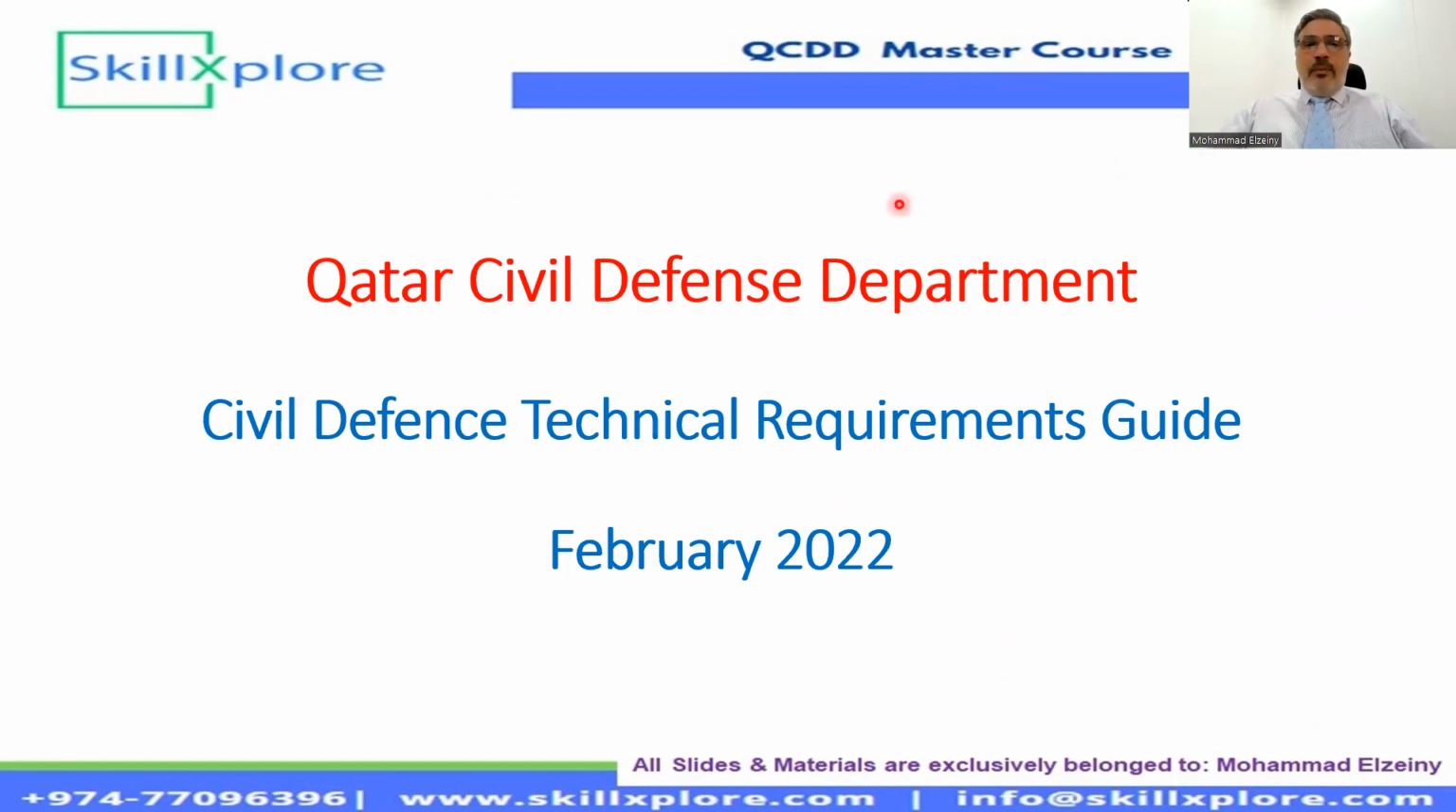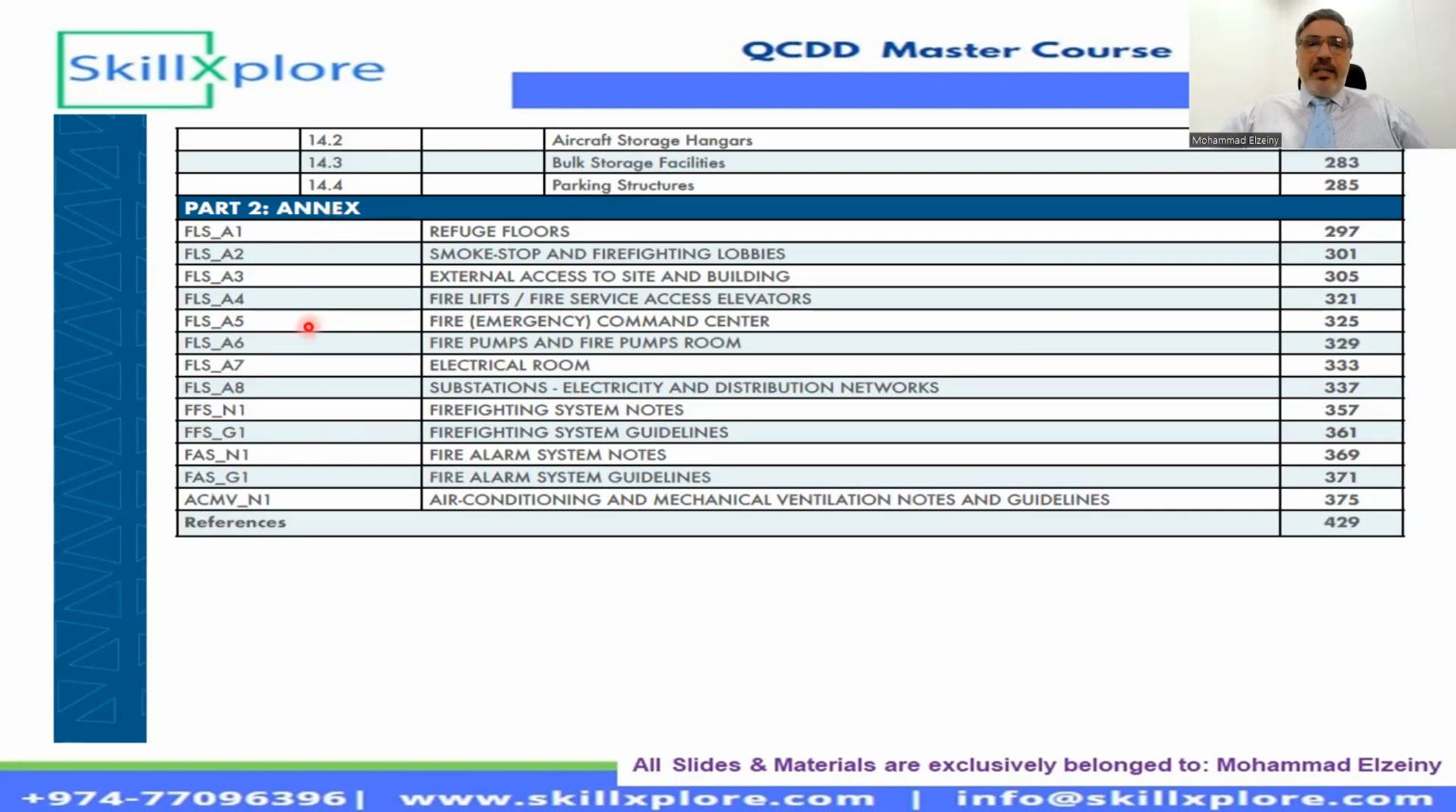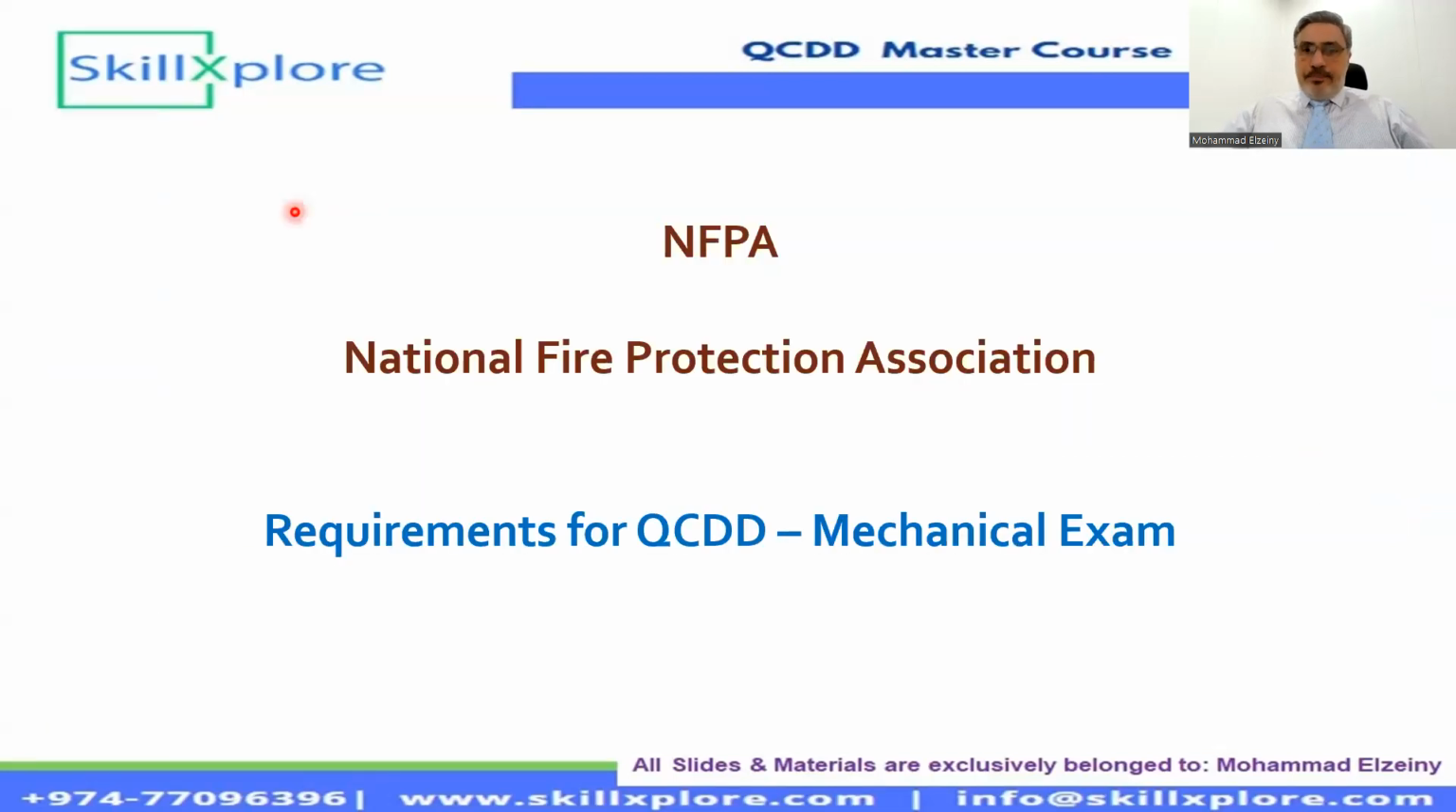In our study, definitely we'll talk about the Civil Defense Department requirements, the latest edition of the Technical Requirements Guide 2022, which covers the occupancy types: educational, assembly, residential, mercantile, and business. It also has an annex talking in detail about refuge floors, electrical rooms, firefighting rooms, fire pumps, firefighting systems, and the guidelines for the firefighting systems, which is very important for you. This annex, we'll go through it in detail one by one.